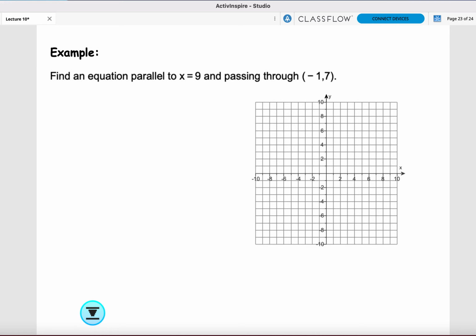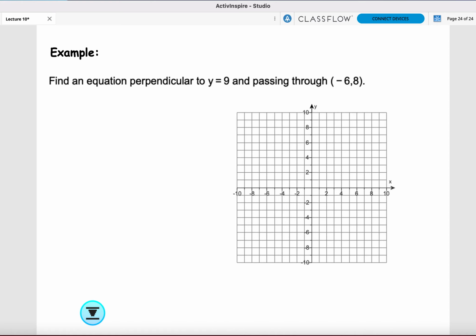Now find an equation parallel to x equals 9. So I'm going to draw you the picture here, so you can do the same thing. X equals 9 is a vertical line right there. It wants you to find a parallel line passing through (-1, 7). So it wants you to go through here. It wants a vertical line, since it wants it to be parallel to this. So x equals what? Negative 1, which is just the x value right here. So don't overthink these, guys. It's parallel, so it's not going to touch this at all.